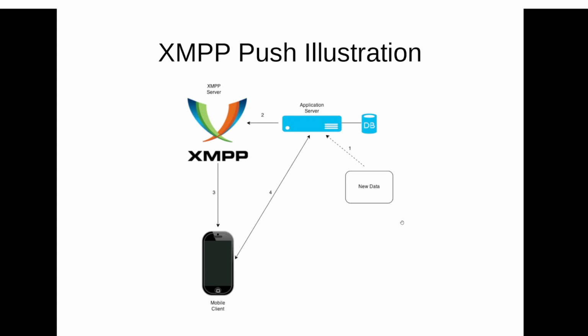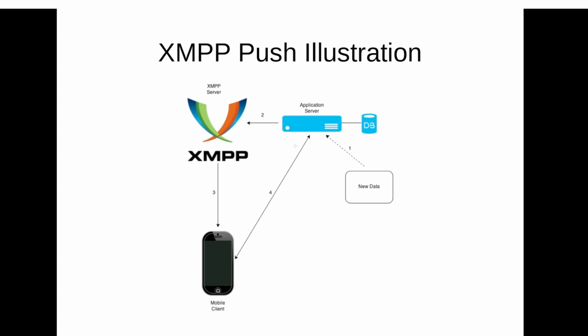So the flow goes, when new data is available, that information is made available to the application server, and it will then notify the client, or push a notification to the client via the XMPP server, making the client aware. It may choose to either send the data directly or simply inform the client and then have the client fetch the information from the server directly, depending on the type of data and how much data needs to be transmitted.